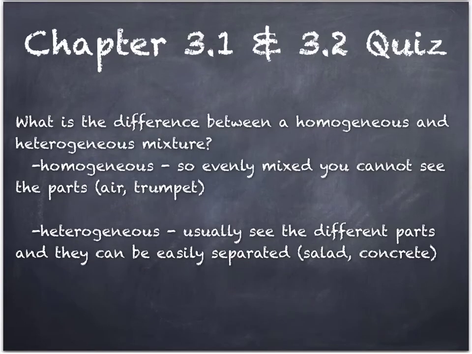Okay, let's take a look at homogeneous and heterogeneous mixtures. Homogeneous are so evenly mixed you cannot see the parts. So we think of air, even a trumpet, which a lot of times will have multiple metals that are mixed together. Heterogeneous, you usually see the different parts and they can be easily separated. So you could separate your salad and you can see the different parts of concrete. And sometimes, depending on how much salt you throw down, you get to see your concrete driveway break up.